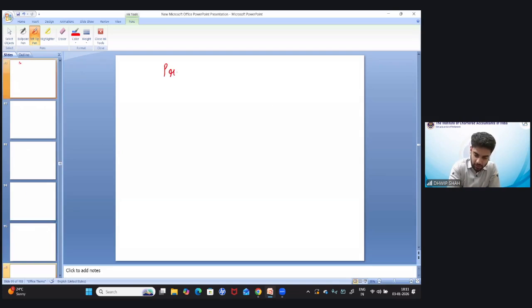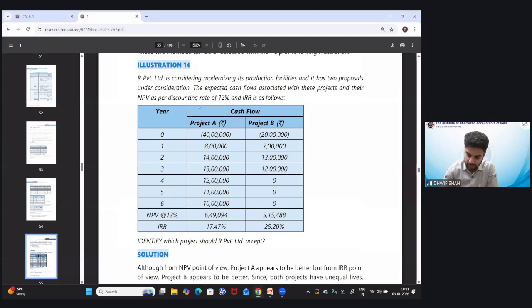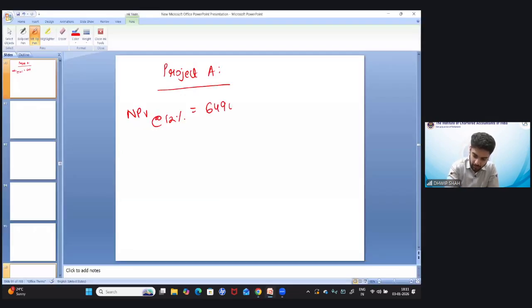Let's say this is project A. प्रोजेक्ट ए का तो एनपीवी at 12%. Can I say it is 649,094? Life of project A is 6 years. Correct? Direct NPV दे दिया है. Now we have to find NPV for project B under such scenario where project B is entirely taken one more time.